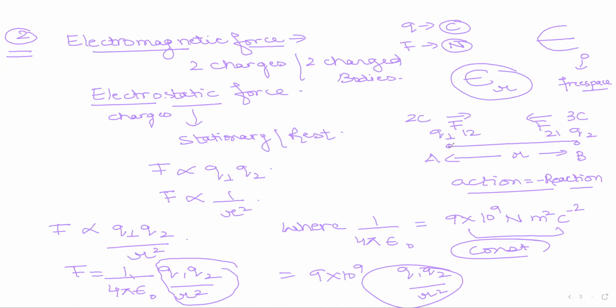Okay, draw two charges A and B, which are present at A and B, having the value Q1 and Q2, separated by a distance small r.